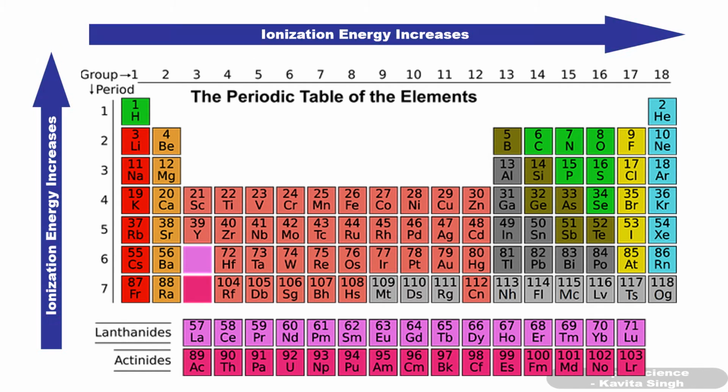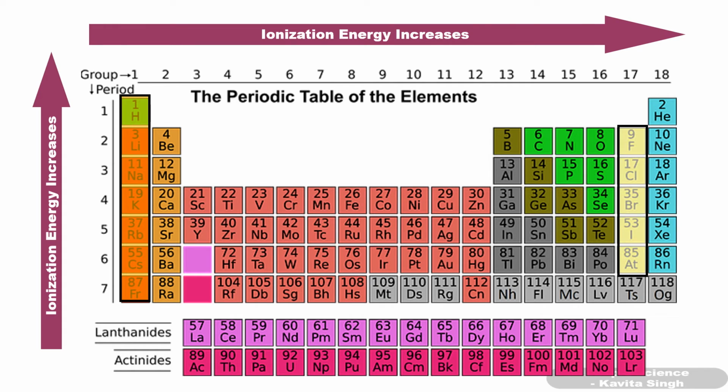That means first group elements, they have only one electron in the outermost shell. It is very easy to remove them, so they require less energy to remove. So ionization energy of first group elements will be less, and ionization energy of 17th group element will be more because there are more number of electrons, 7 electrons in the outermost shell. So it will require high amount of energy.